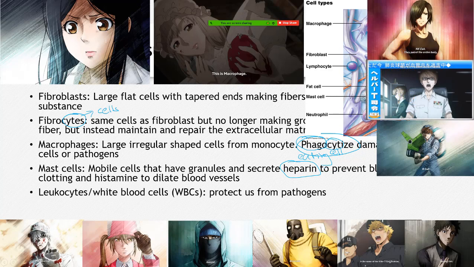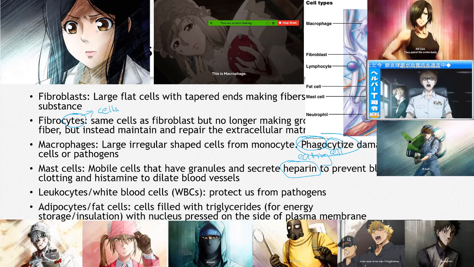Okay, good. So the next cell is the leukocytes. And we said leukocytes are also known as the white blood cells. And there's many different types of white blood cells. We'll get to them when we get to the cardiovascular chapter. But all this is part of helping us with our immune system as well to protect us from pathogens.